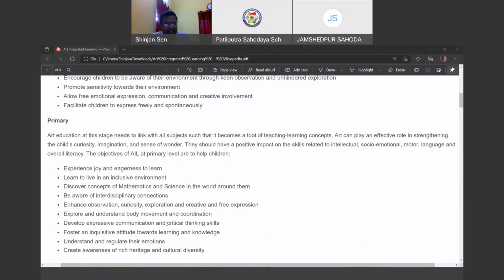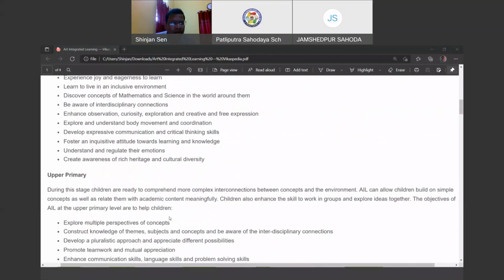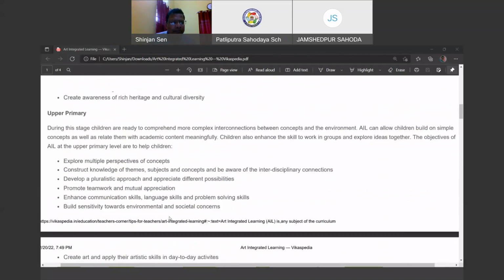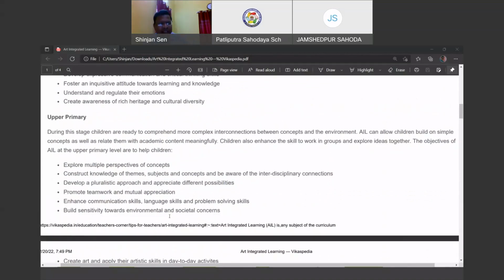As the children grow up, their catching capacity and their brain will develop, and they will go on getting these points. Let us see after this what we have. Now we will move to upper primary level. During this stage, children are ready to comprehend more complex interconnections. Now they are growing. The brain is growing.